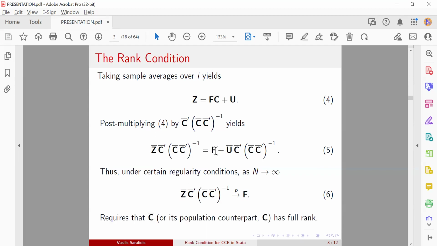A fundamental requirement here is that C bar, which is of order M by K plus 1, has full row rank. Otherwise, the inverse of this matrix does not even exist. So the inverse of the outer product between C bar with itself does not exist. And therefore, we cannot really use these equations anymore to solve in terms of F.